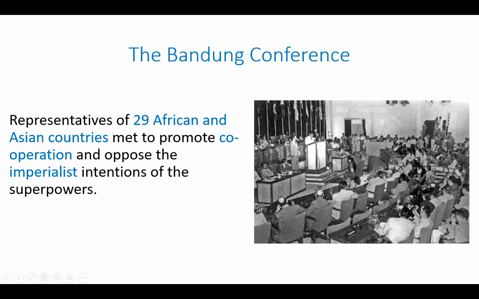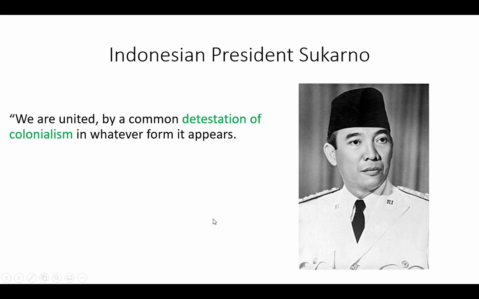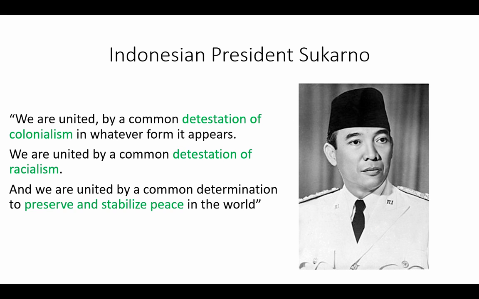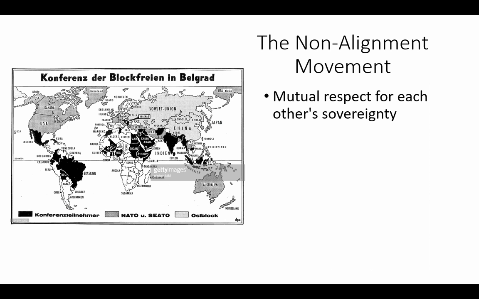So here they are speaking together. And the Indonesian president, his name was Sukarno, spoke at this conference, of course, and he said, "We are united by a common detestation or hatred of colonialism in whatever form it appears. We are united by a common detestation of racialism, and we are united by a common determination to preserve and stabilize peace in the world."